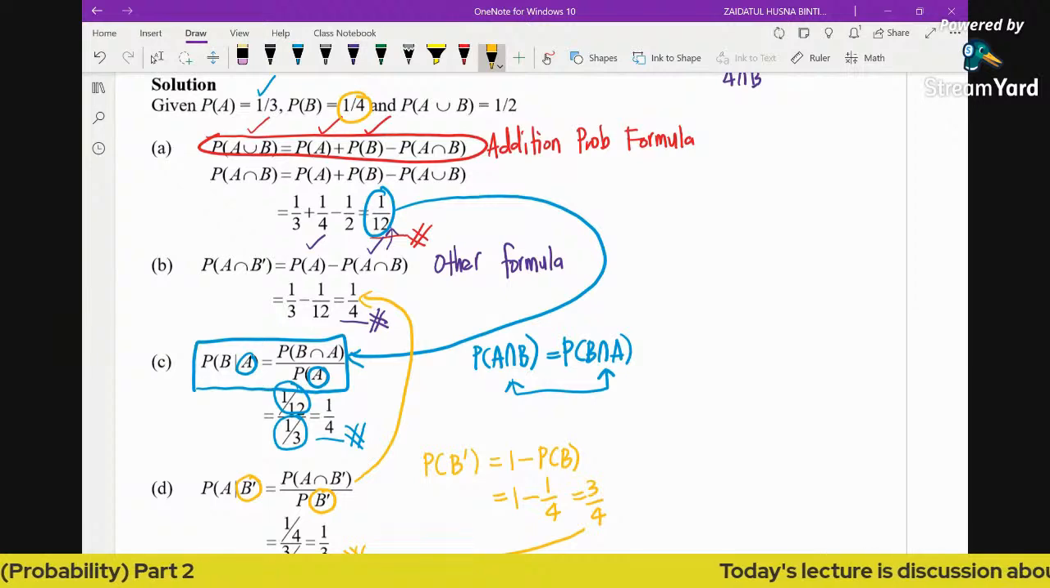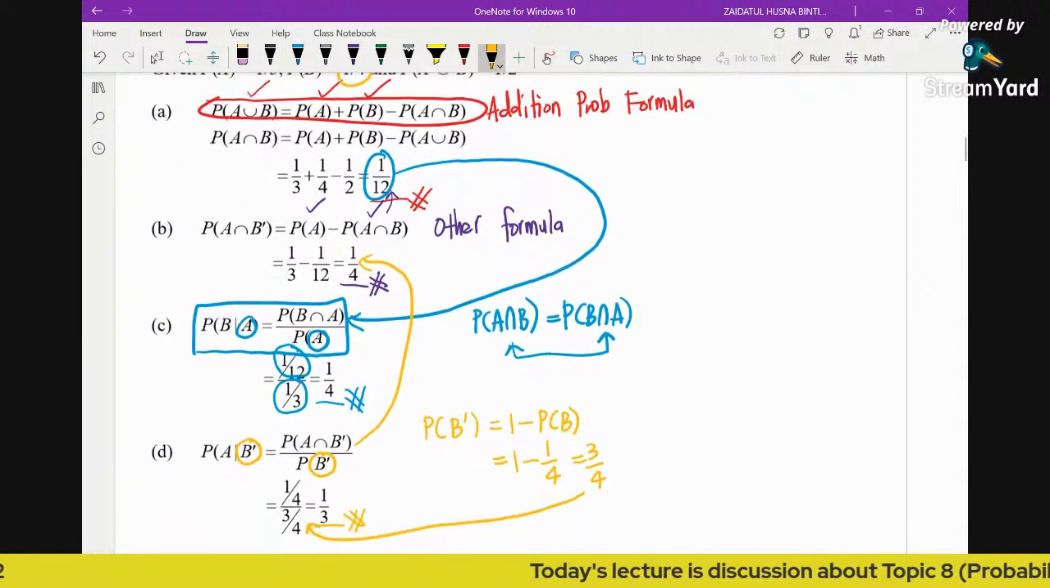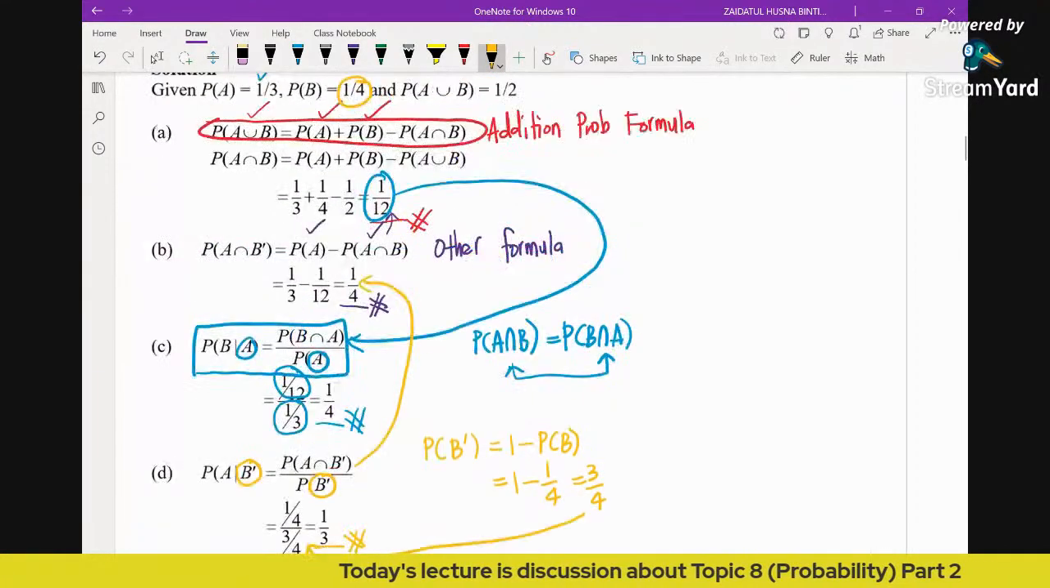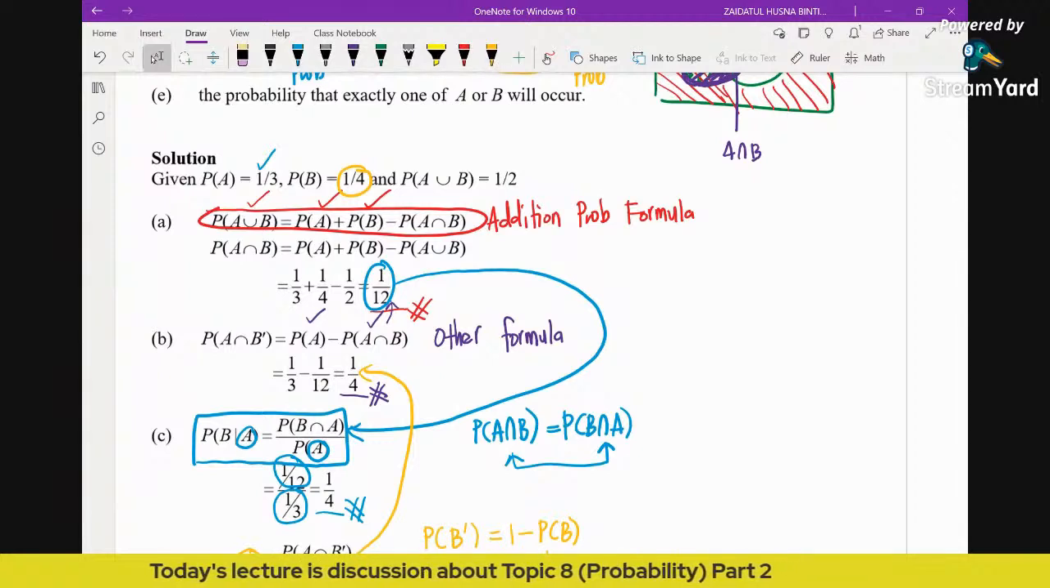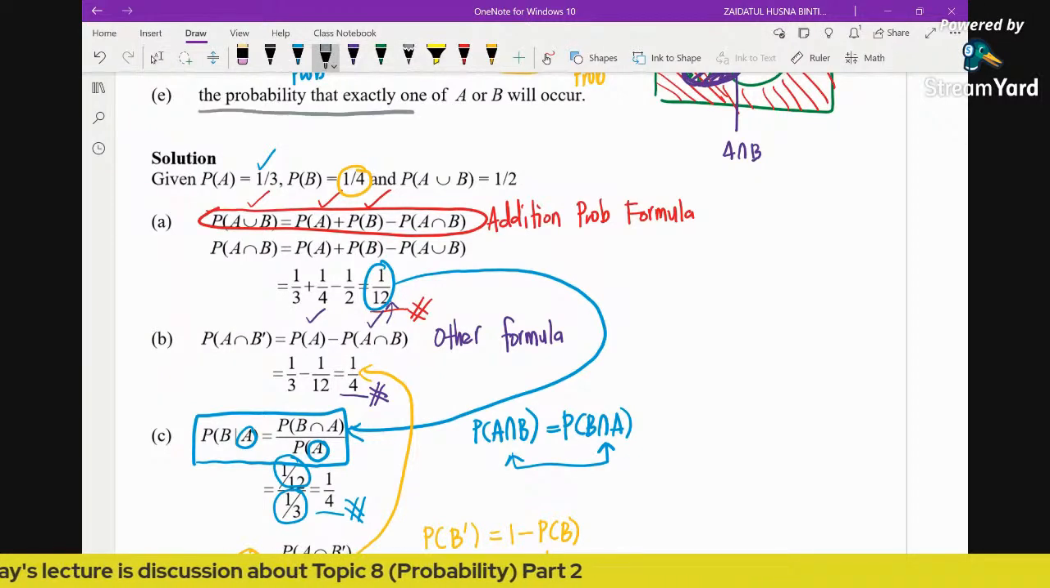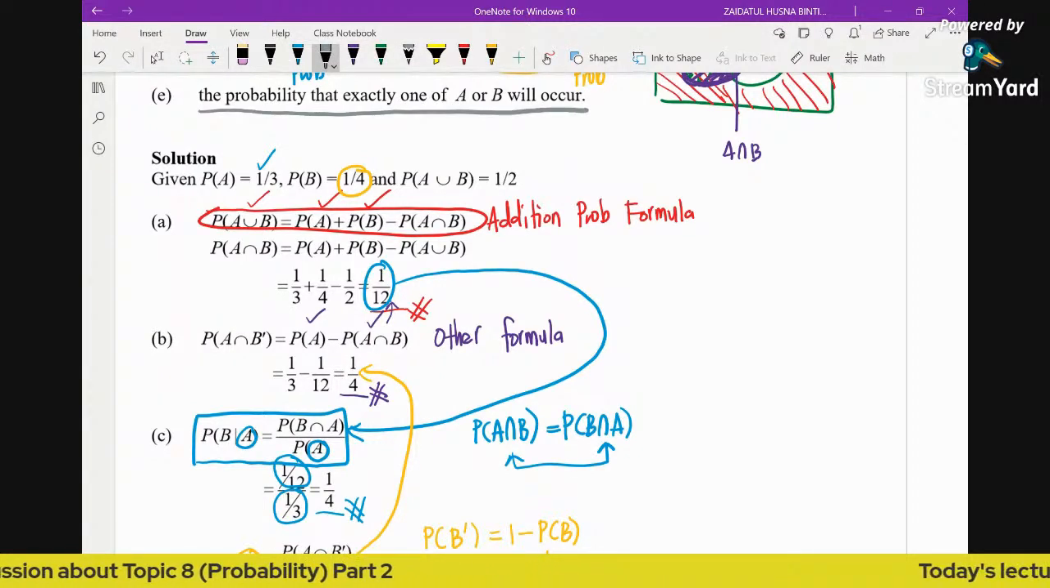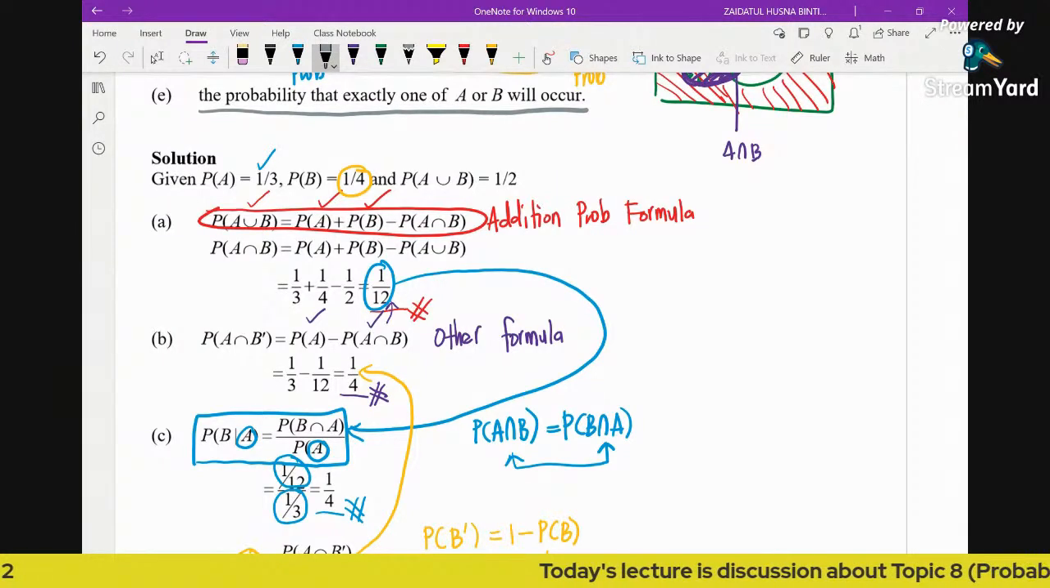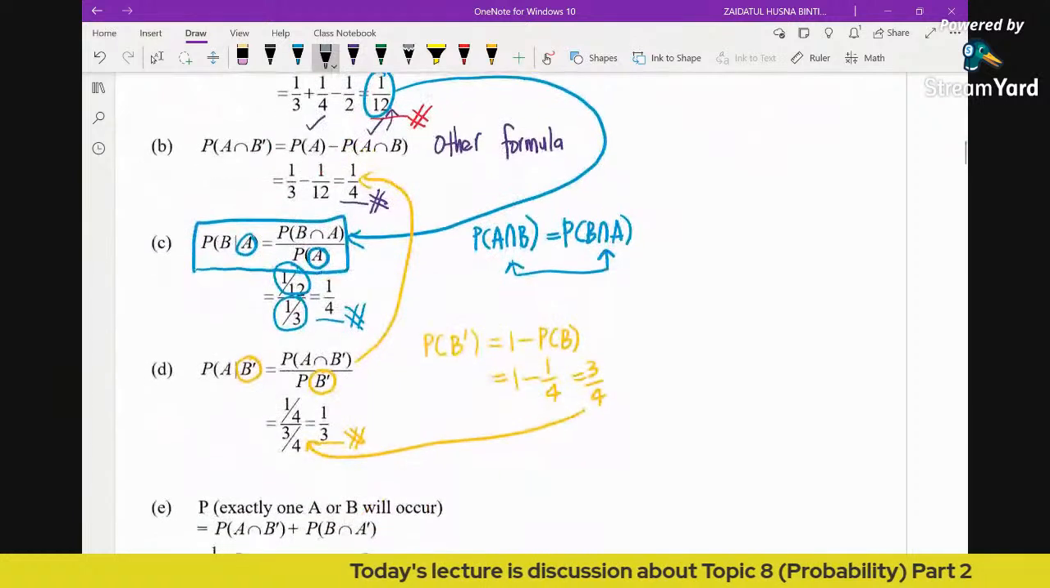Alright, so that is how to obtain conditional probability. And then lastly, find the probability that exactly one of A or B will occur. Either one, exactly one of A or B. It cannot be both, huh? So how can we do this?